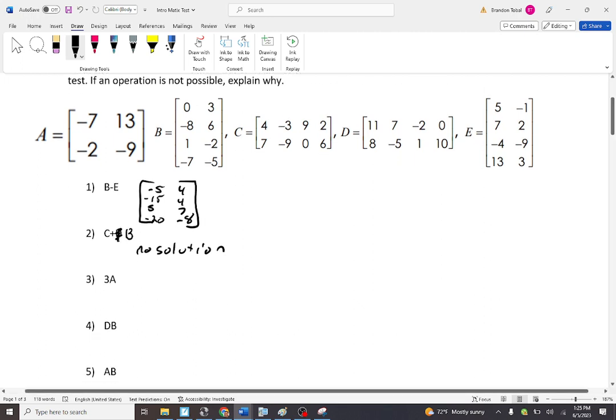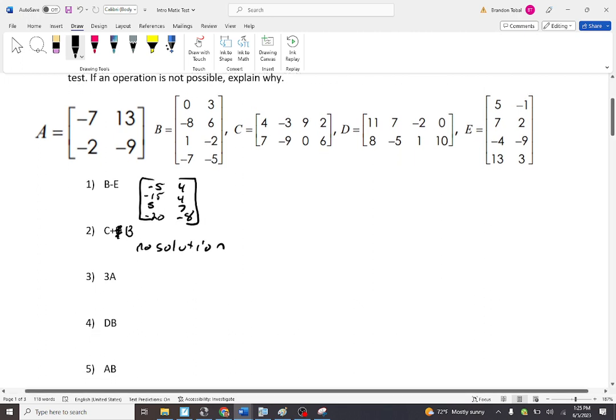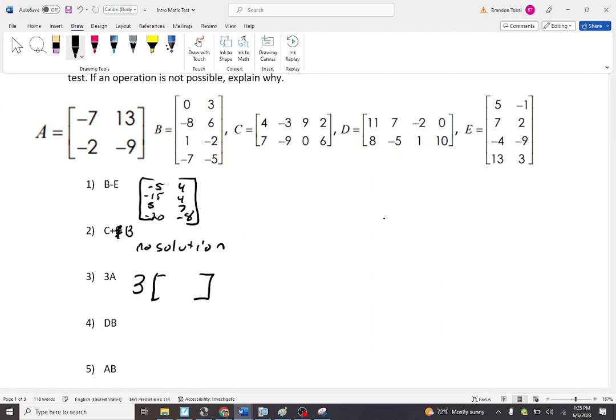So let's talk about 3A. Now 3A is pretty straightforward. What I'm going to do is 3 times the matrix A, which is -7, 13, -2, -9. I'm just going to take 3 and multiply it to everything here. -21, 39, -6, -27.